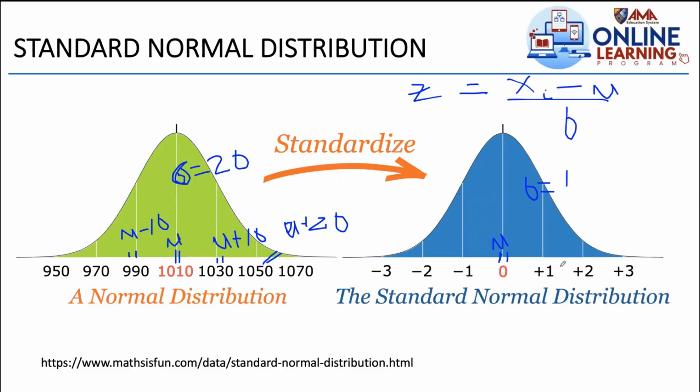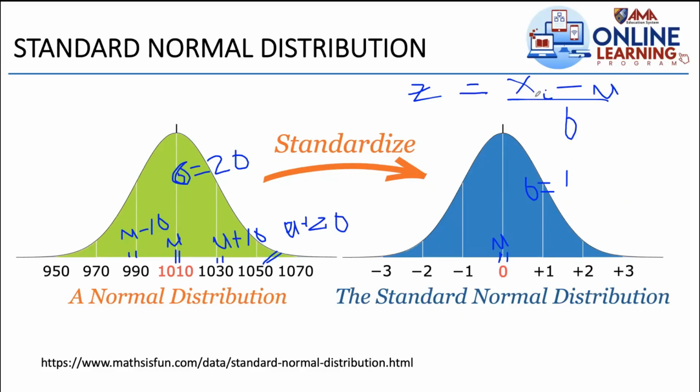How about the 1? So x sub i is 1030. So 1030 minus 1010 is 20, divided by 20 is 1. And so on and so forth, even the 2 and the 3. For this one, 1050. So 1050 minus 1010, which is the mean, is 40, divided by 20, which is the standard deviation, is 2. That's why we get 2. And so on and so forth.